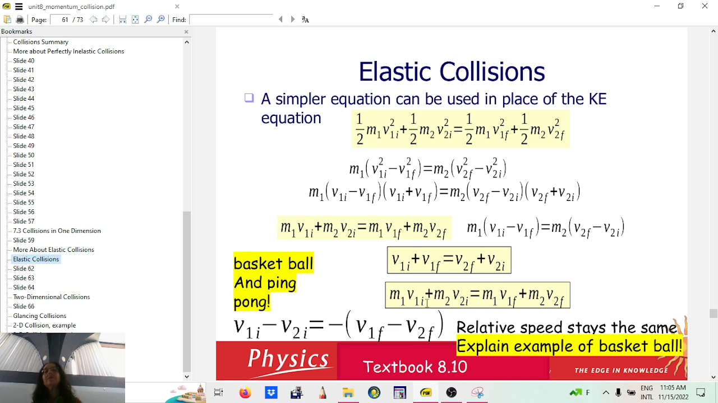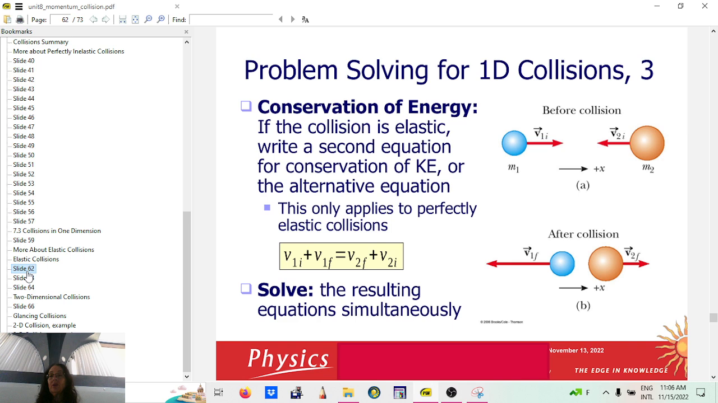It comes to the equation total momentum before equals total momentum after, but it also comes to the following equation, which means that in an elastic collision, the relative speed stays the same. Okay, with a minus if it's velocity. So I'm going to give you an example, and you're going to exactly understand what I mean.